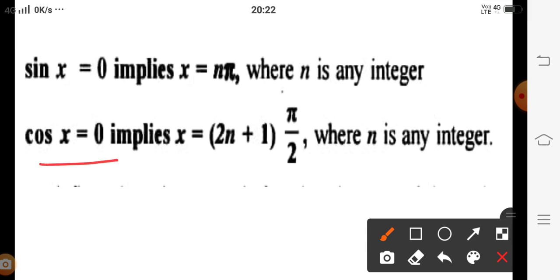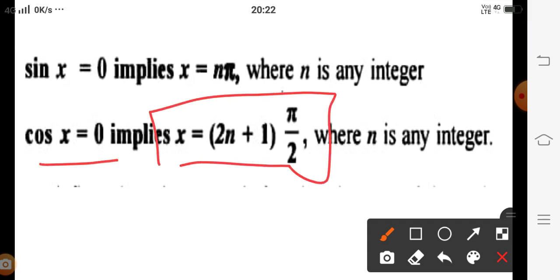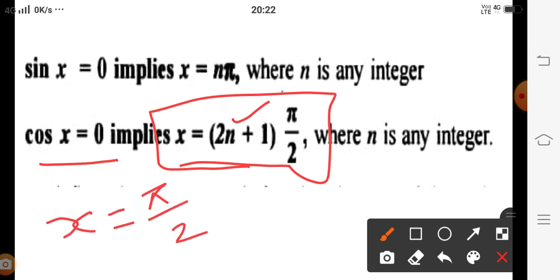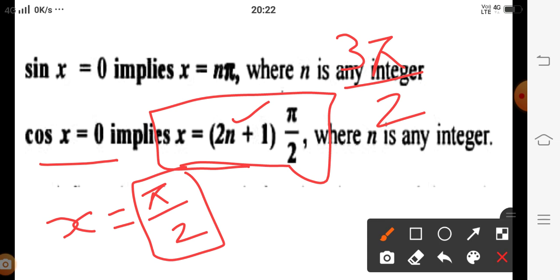And if cos x is equal to 0, then x is equal to (2n plus 1) into pi by 2. Suppose you are putting 0 in place of n, then what are we getting? x is equal to pi by 2, and cos 90 is 0. If you are putting 1, then 2 into 1 is 2, 2 plus 1 is 3, so you are getting 3 pi by 2. And if you are finding the value of cos 3 pi by 2, this value is also 0.